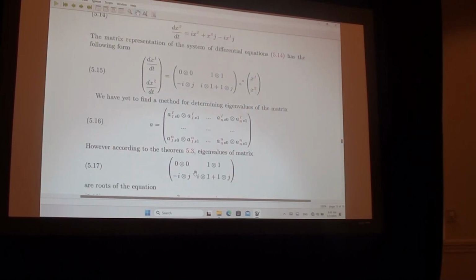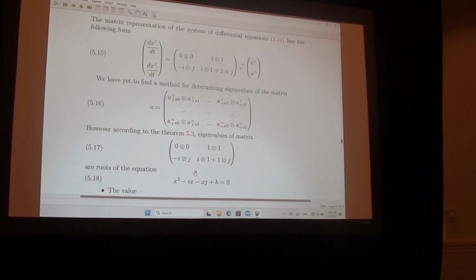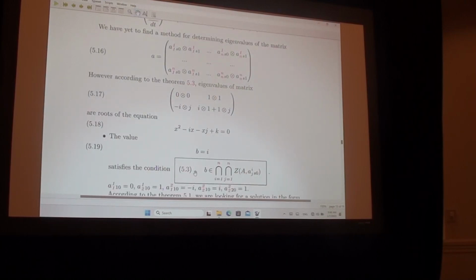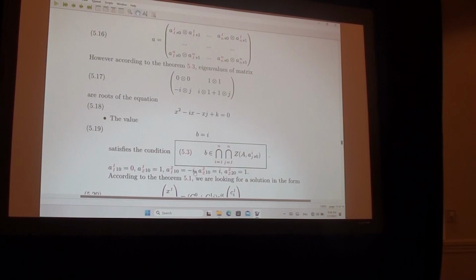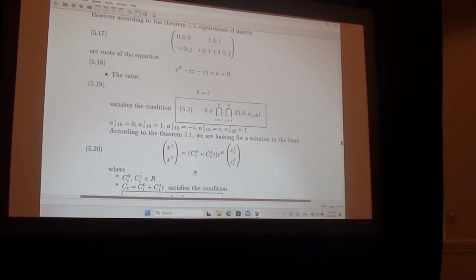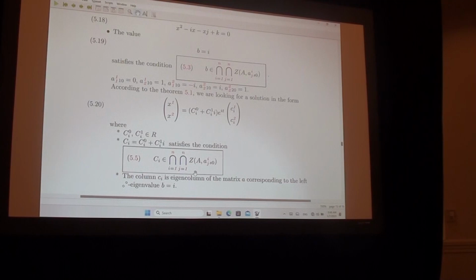However, according to theorem 5.3, the eigenvalues of the matrix 5.17 are roots of equation 5.18. This equation has two roots, x equals i and x equals j. We consider both solutions. The value p equals i satisfies condition 5.3. According to theorem 5.1, we look for a solution in the form 5.20, where C0, C1 are real numbers, and C_i satisfies condition 5.5. The column C_i is an eigencolumn of the matrix A corresponding to the real RCO eigenvalue p equals i.